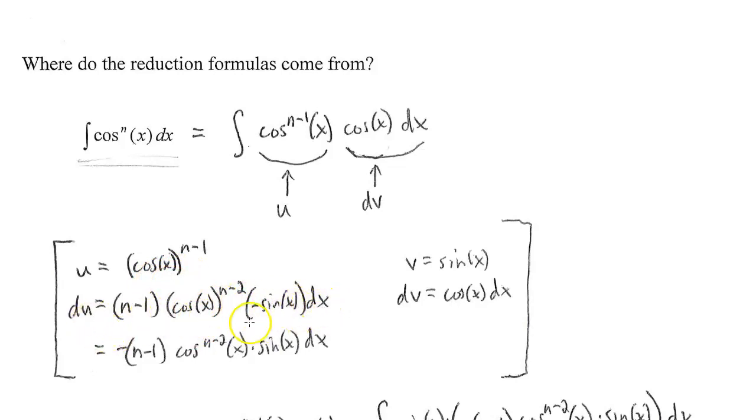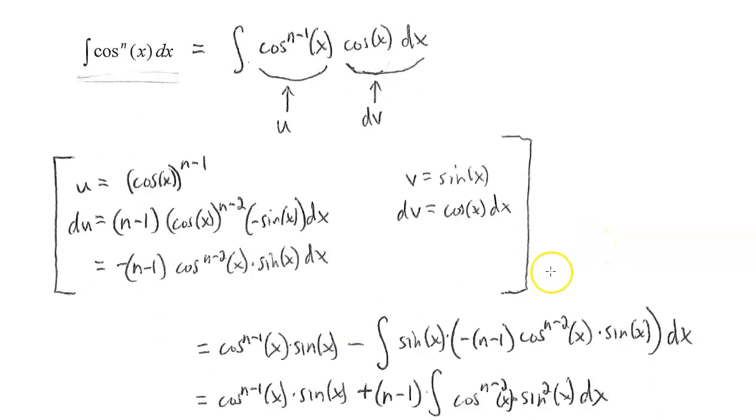Now we can rewrite this. I bring this minus out front, so we get minus n minus 1 times cosine to the n minus 2 of x, because that's what this is, times sine of x dx. Now if we use integration by parts, this is what we get. This thing should equal uv, so I've written the u, cosine to the n minus 1, v, which is sine, minus the integral of v, which is sine, du, which is all of this. And that's what I've written right over here.